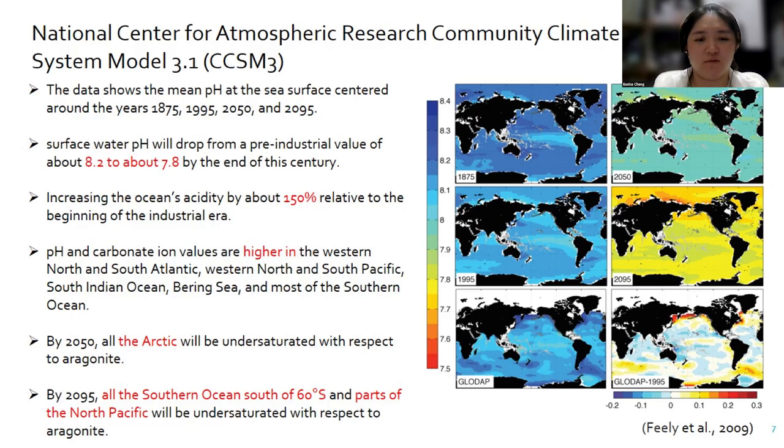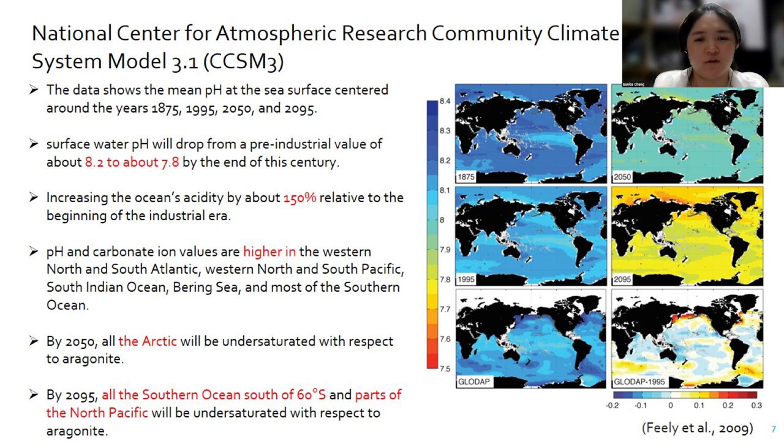According to CCSM3 models, the mean pH value at the sea surface is shown around the years 1875, 1995, 2050, and 2095. From a pre-industrial value of 8.2, surface water pH is projected to drop to around 7.8 by the end of this century, increasing ocean acidity by 150%.